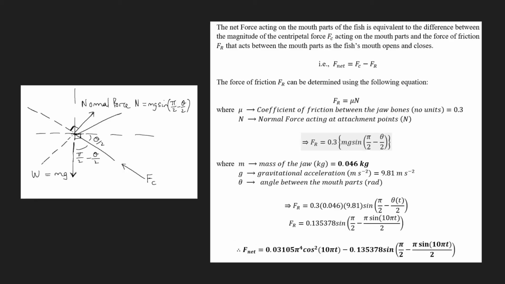The net force acting on the mouth parts of the fish is equivalent to the difference between the centripetal force and the force of friction. We found the force of friction to be equal to the coefficient of friction multiplied by the normal force acting at the attachment points. We found that this implied the force of friction was equal to 0.3 multiplied by mg sine of pi over 2 minus theta over 2. Therefore, the net force was equal to our equation for centripetal force minus our equation for the force of friction.